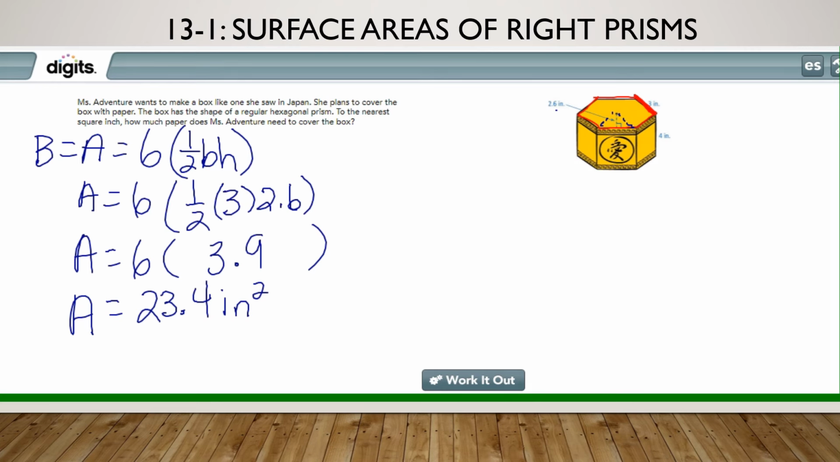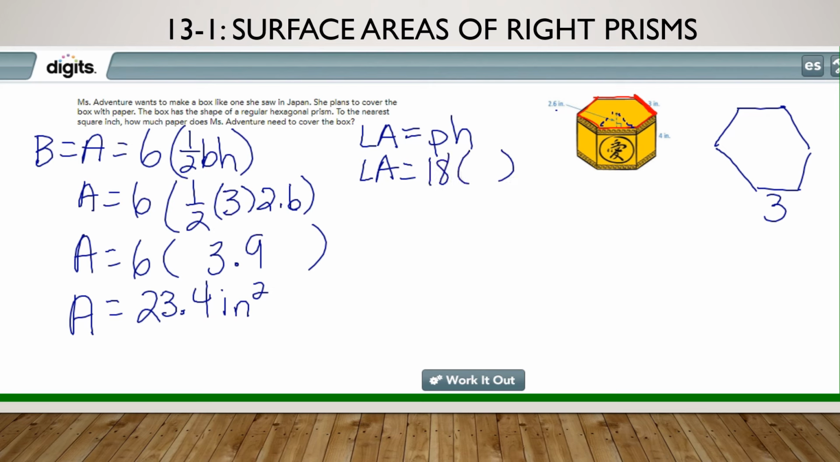Now we have to find the lateral area. Lateral area equals perimeter of the base times the height of the prism. So the base is a hexagon, and the side length of the hexagon is 3. You can add 3 six times, or you could just do 3 times 6, which is 18. So the perimeter of the base will be 18. Now the height of the prism, or the distance between the two bases, will be 4. So 18 times 4 is 72. And don't forget your units, that's inches squared.